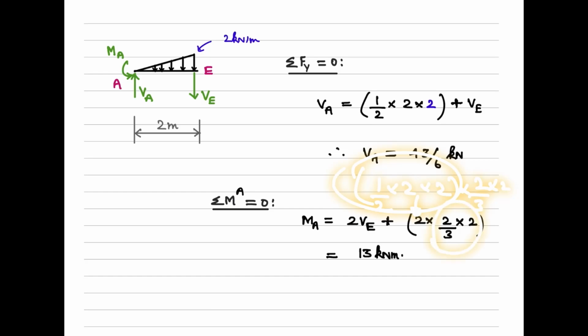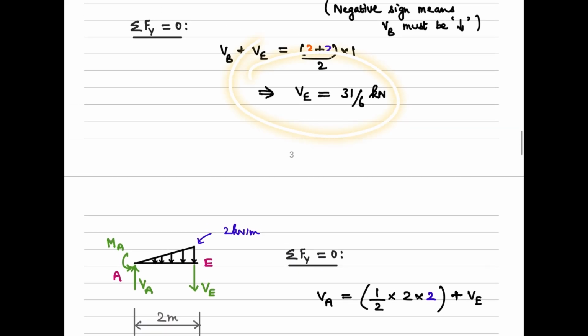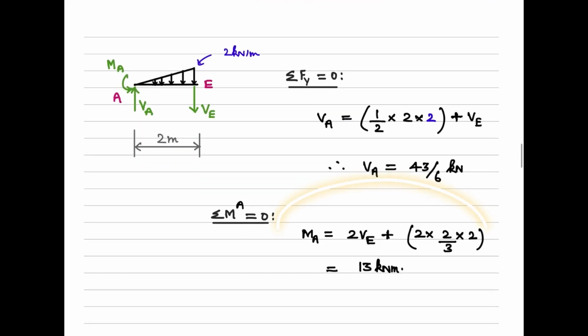This lever arm distance is 2/3 of 2. That is, the centroid is located at a distance of 2/3 times this span 2, which is 2/3 times 2. From which you will get the value of MA as 13 kilonewton meter, because you already know the value of VE, which is determined from the previous span. That could be used here, from which you will get the value of MA as 30 kilonewton meter.